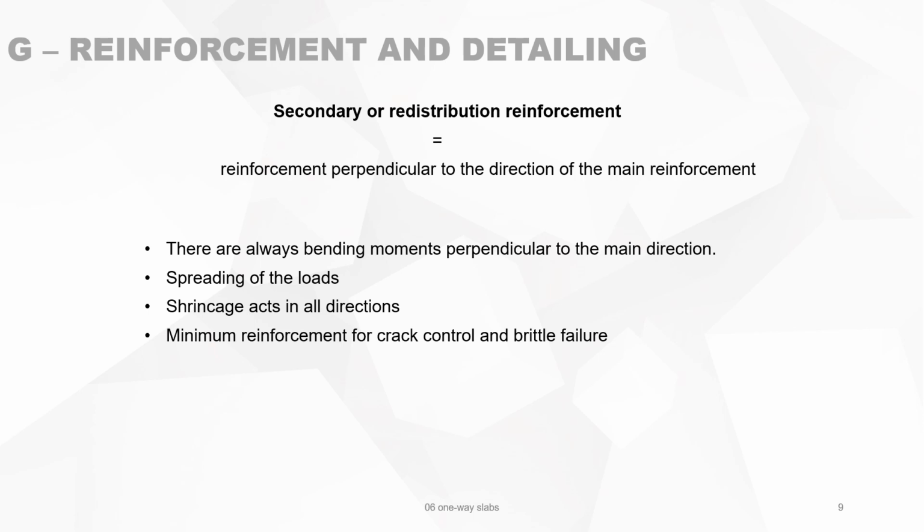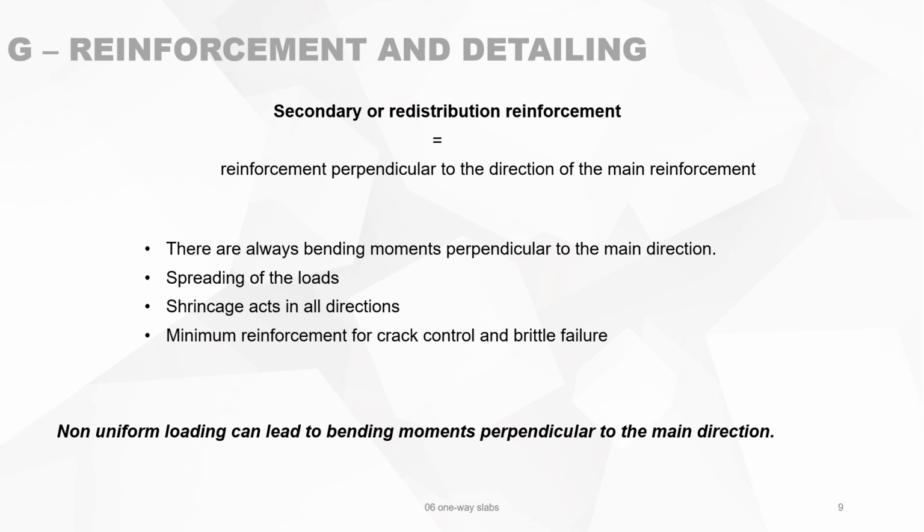Shrinkage acts in all directions, so you also need reinforcement for that. And minimum reinforcement for crack control and brittle failure, you need in both directions. So that's why you need redistribution reinforcement. Non-uniform loading can lead to bending moments perpendicular to the main direction. We should never forget that.